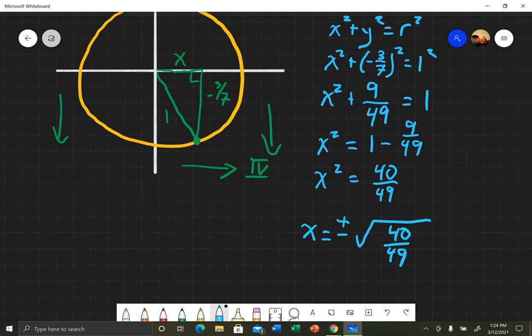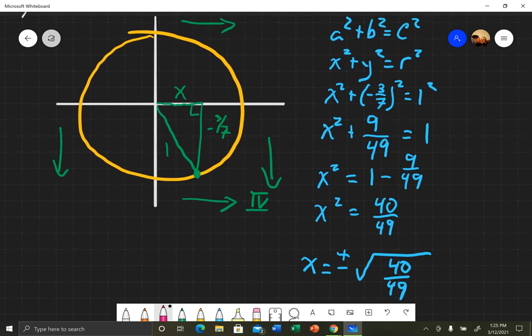Now, I said to you in class, at this point, as far as I'm concerned, you've solved for x as long as you pick either a plus or a minus. And if we go back to our picture, what do we have? Well, we knew that x had to be on the right side of the graph, and we said x is going to be a positive number. So we know that x cannot be negative. Therefore, we can get rid of that negative. x is equal to positive the square root of 40/49.